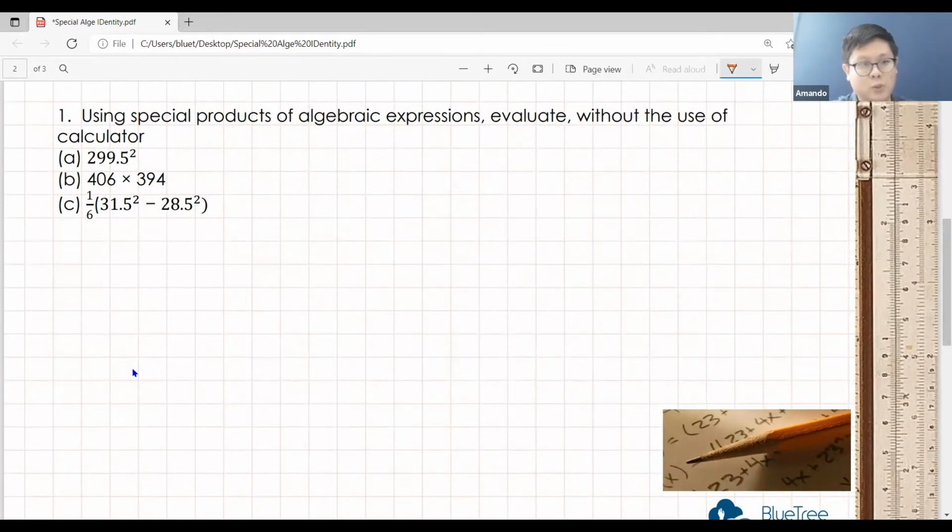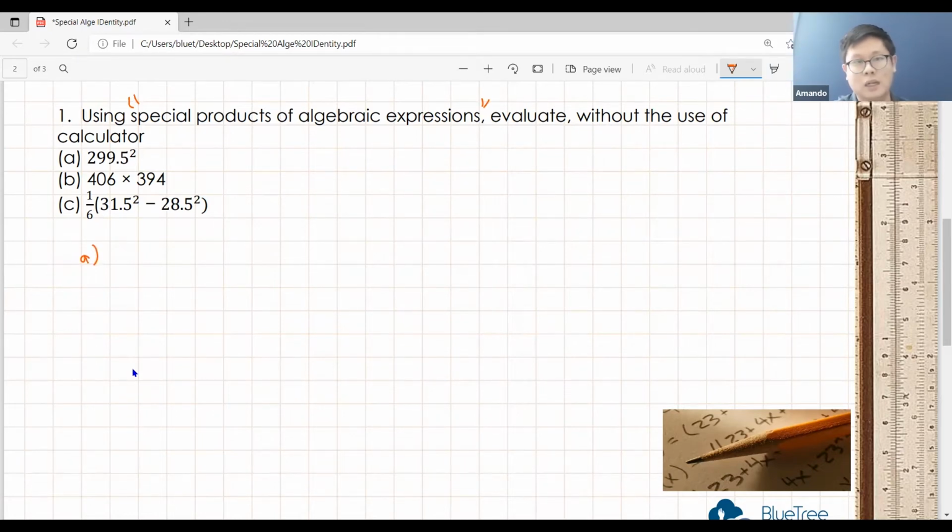For question 1 here, when they say use special products of algebraic expressions, they are not expecting you to get an answer immediately. If you get an answer immediately, firstly, you probably used the calculator, number 1. And number 2, it doesn't show any statements with regards to the instructions of using special products. All right, so let's get into question A.